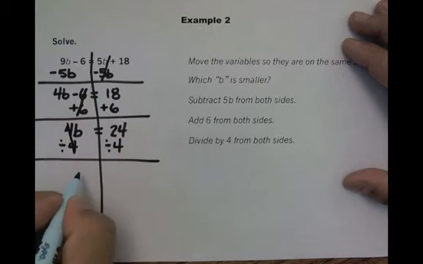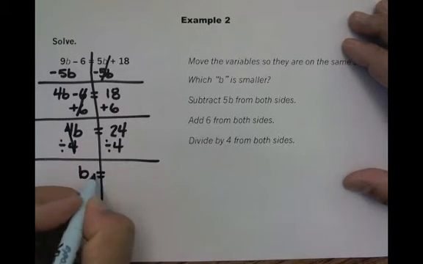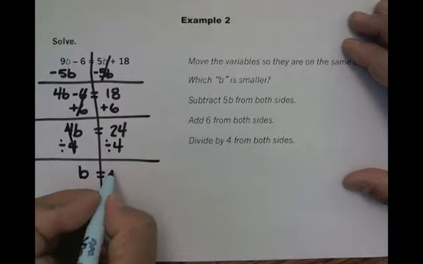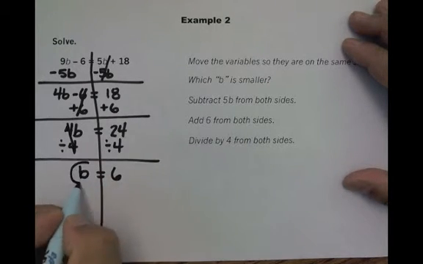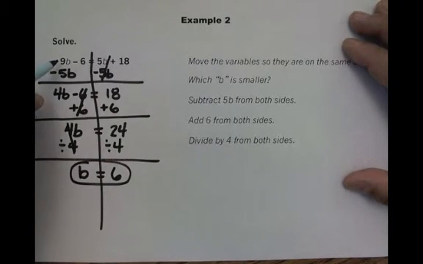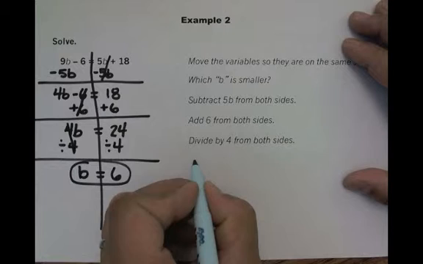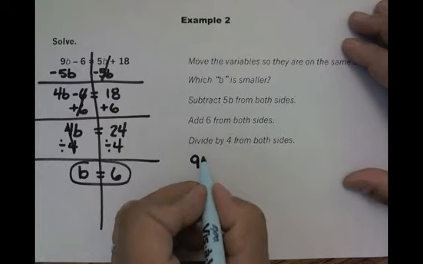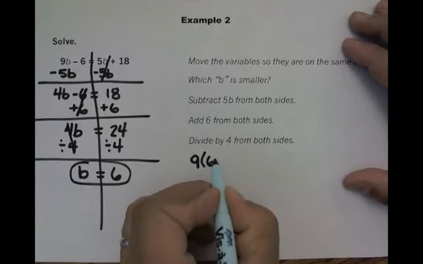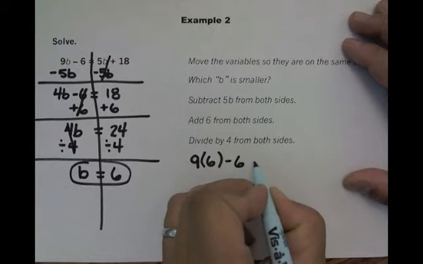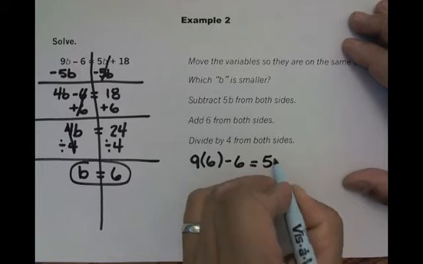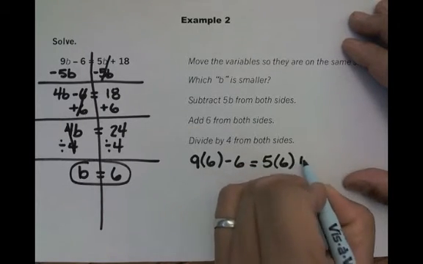4 divided by 4 cancels out, leaves me b. And 24 divided by 4 is 6. So for the equation 9b minus 6 equals 5b plus 18, b is equal to 6. I'm going to check that by plugging it back in. So 9 times 6 minus 6 equals 5 times 6 plus 18.